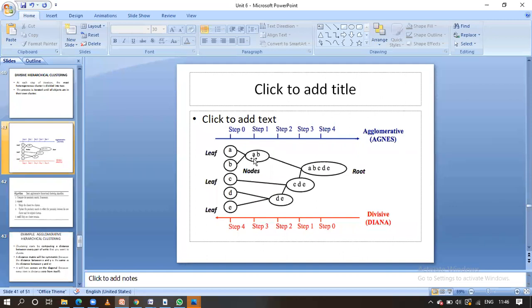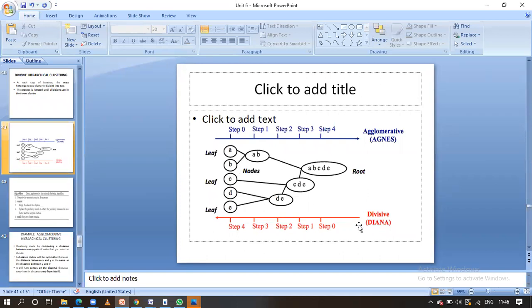Finally, we combine AB and CDE to form one root. In this agglomerative hierarchical clustering, all the objects will be in the root, that is, we will have A, B, C, D, E. We start from the leaves and finally get the root. That is why we call it a bottom-up approach.